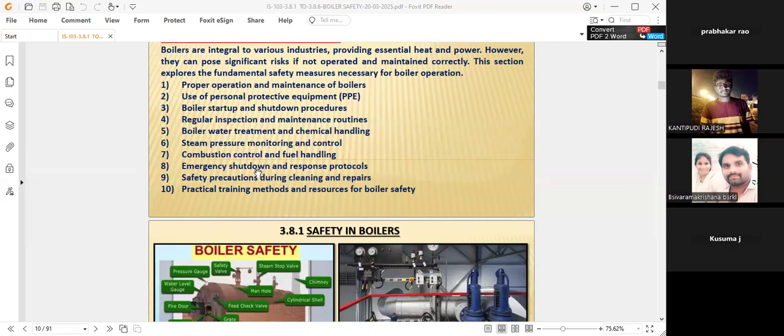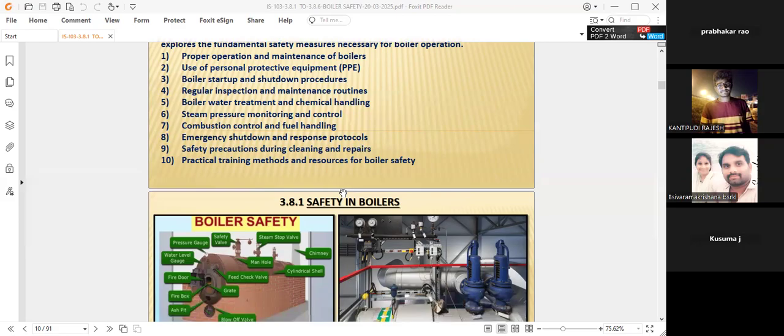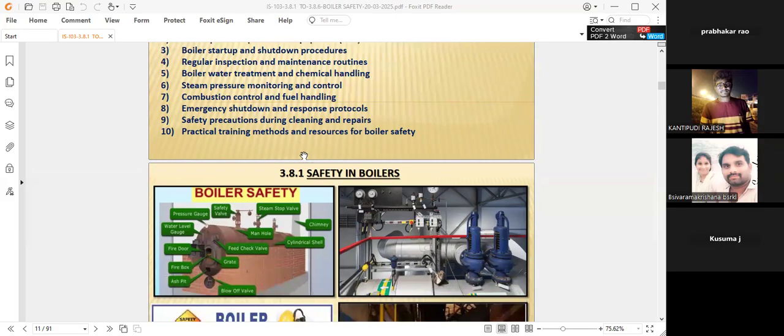Emergency shutdown and response protocols are very important. You have to see that they are in line. Safety precautions during the cleaning and the repairs, the shutdowns and preventive maintenance, safety precautions like the safety stewards, an emergency response team, first aider team, and safety team should always be mobile. They have to see that they follow a systematic approach.